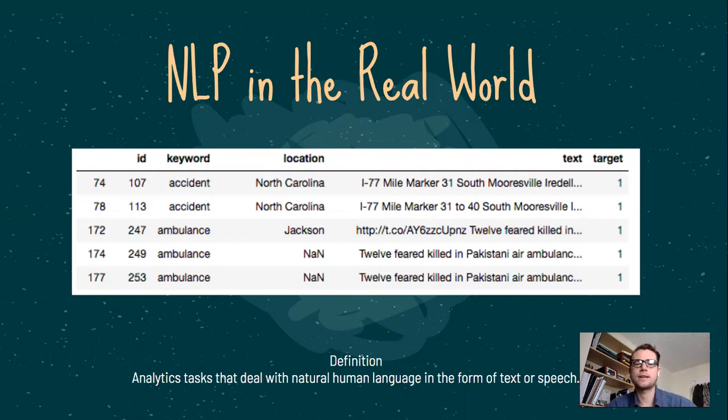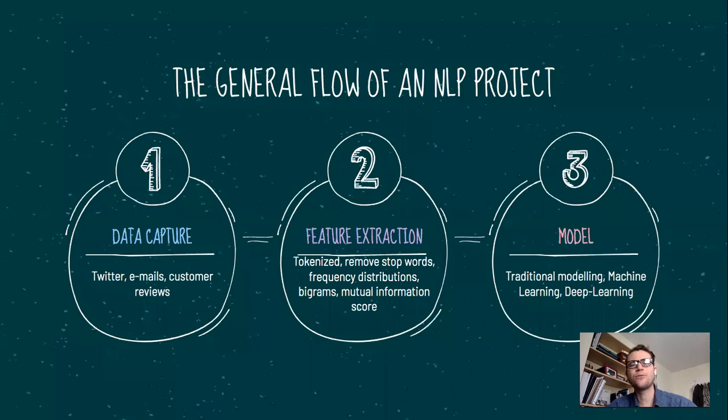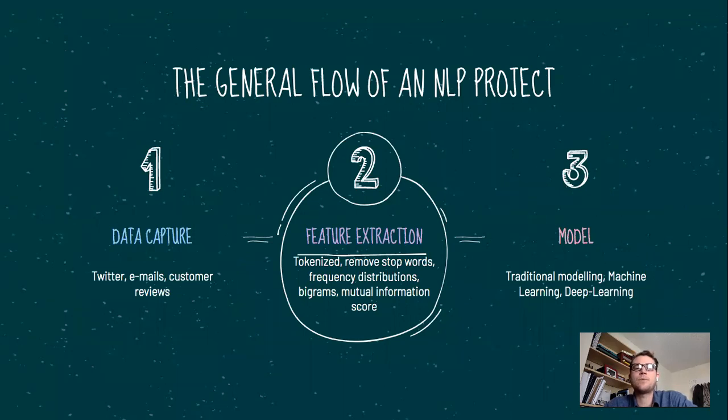And that's what we have here in our text column. So the flow of an NLP project would be to capture that data. We have our Twitter data. We're then going to do some feature extraction and prepare it for the end goal, which is to create a model. Today, we'll be focused on feature extraction.